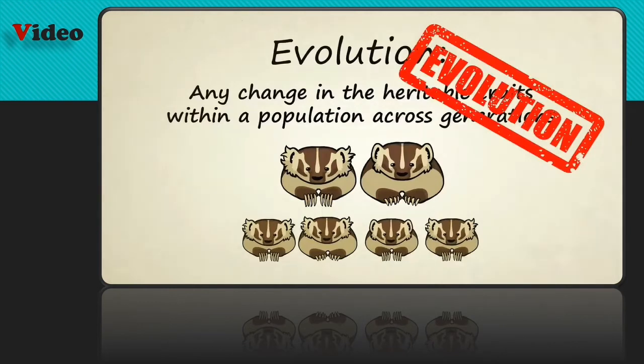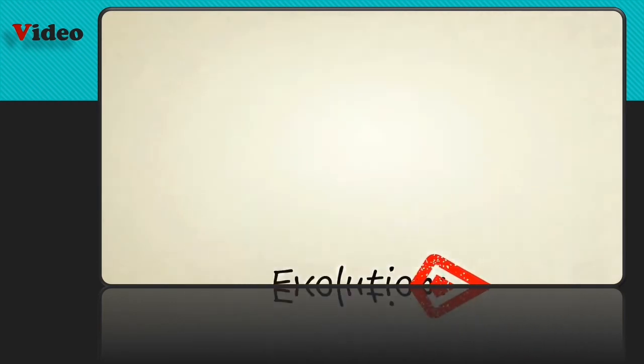So there you have it. Evolution is really pretty simple. Scientists and normal folks everywhere witness evolution happening all the time. Small changes like the ones we've seen here can add up over multiple generations to create dramatic changes.